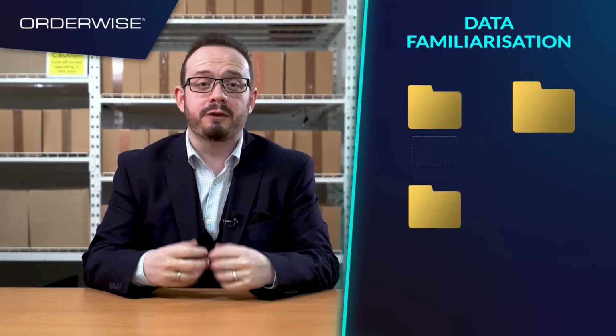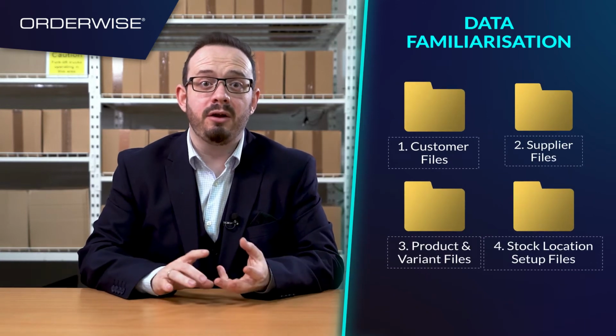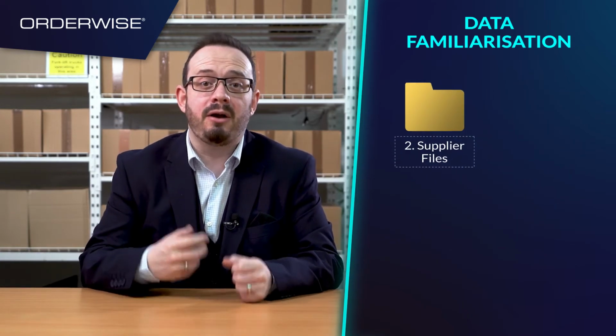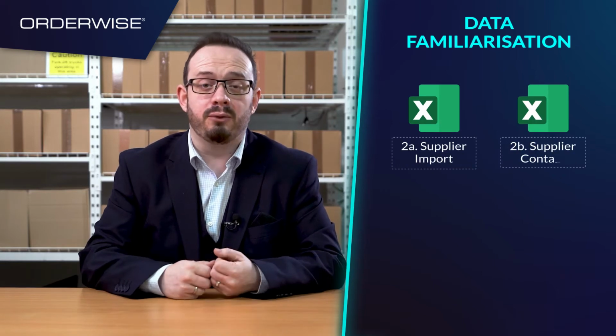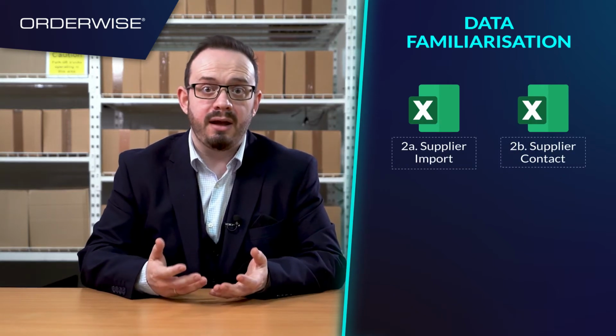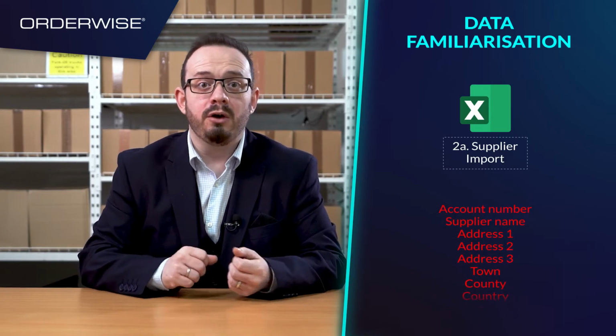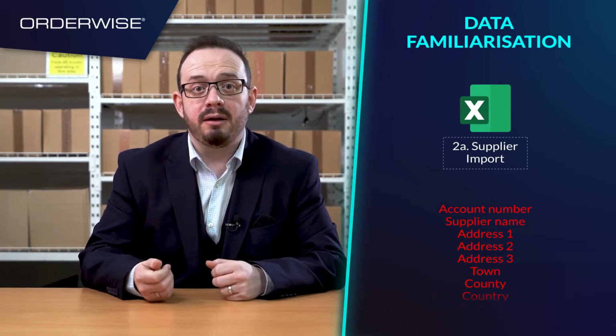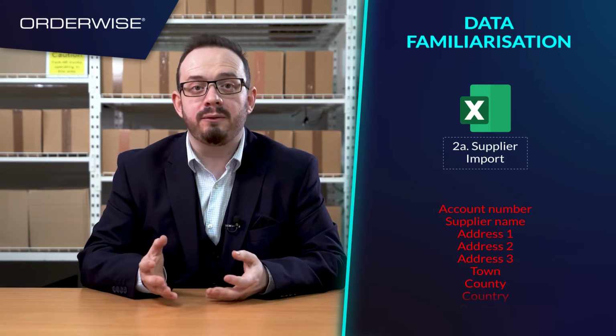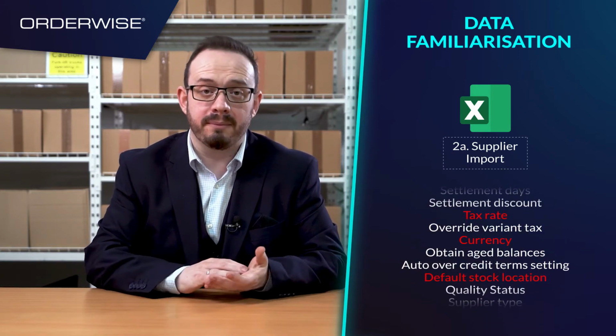Now let's take a look at the Supplier folder. This is very similar to the Customer Import, but as suppliers are sending you the goods, there's no need for a delivery address import. Let's explore the Supplier Import. Just like the Customer Import, we'll need supplier account numbers. You can enter your supplier name and address information and the currency they invoice you in.